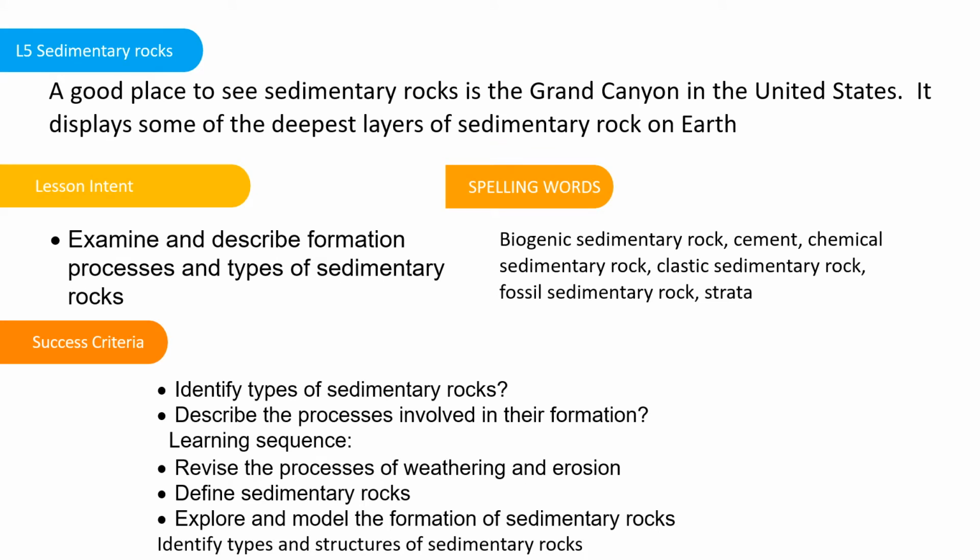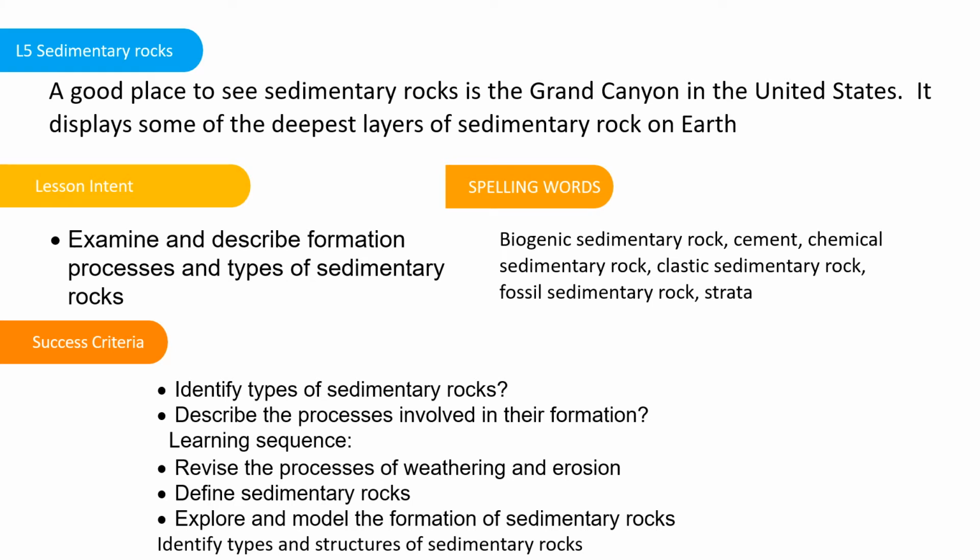Okay, so this lesson, lesson 5, sedimentary rocks. A good place to see sedimentary rocks is the Grand Canyon in the United States, and that's what that image was at the first page. It displays some of the deepest layers of sedimentary rock on Earth. So the lesson intent is to examine and describe formation processes and types of sedimentary rocks. Now the spelling words are biogenic sedimentary rock, cement, chemical sedimentary rock, clastic sedimentary rocks, fossil sedimentary rocks, and strata.